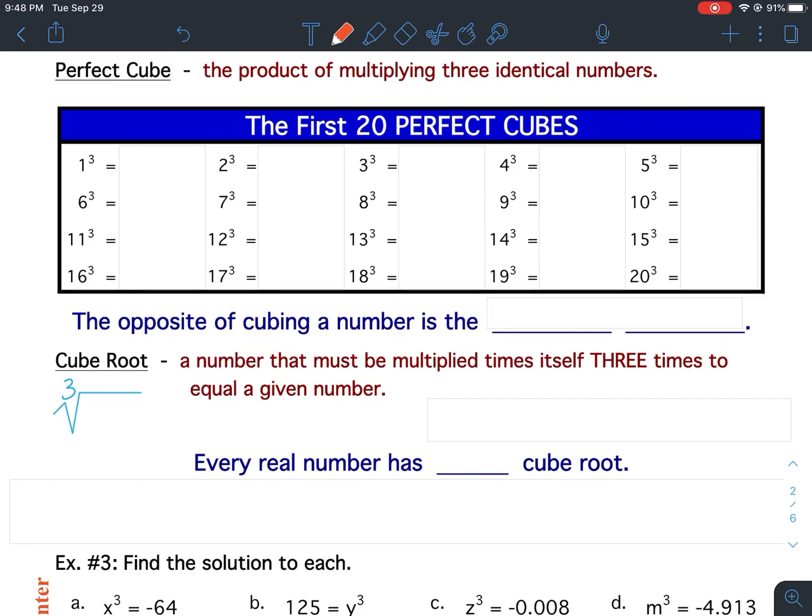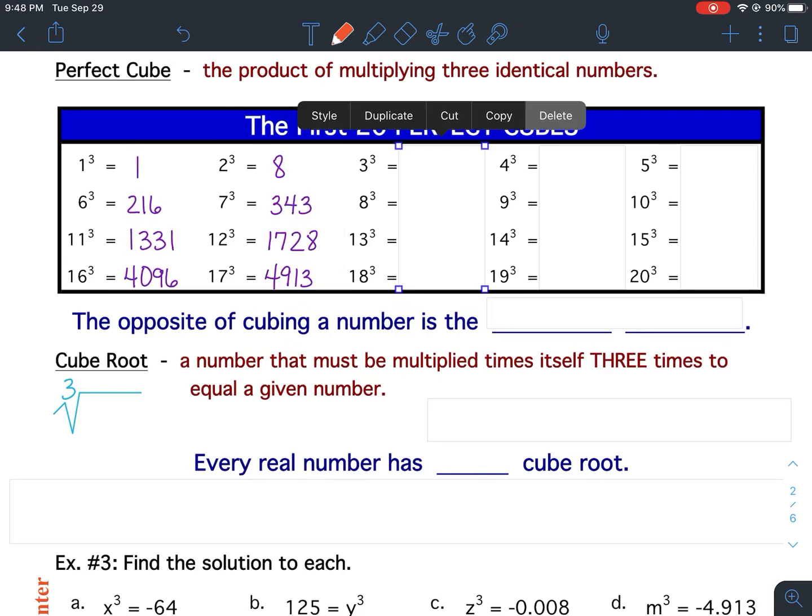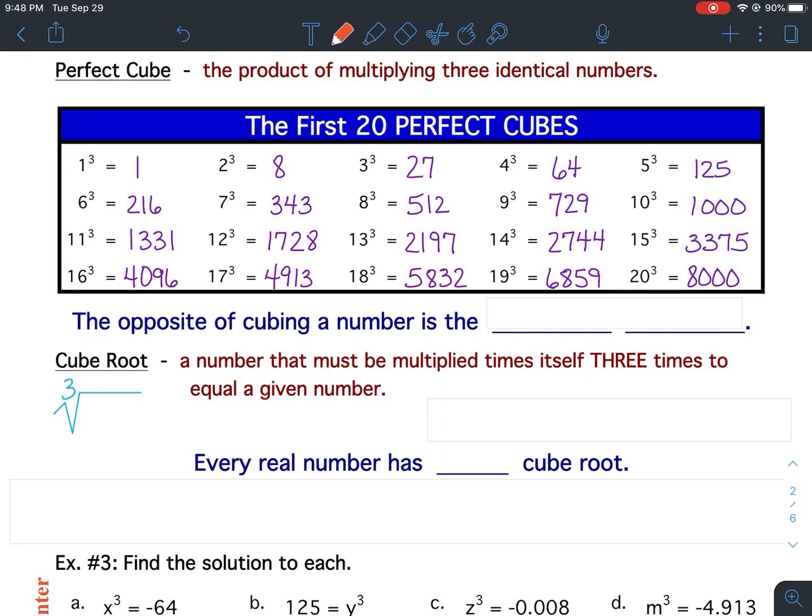So you're going to fill out this chart of the first 20 integer perfect cubes. I'll read off each row. You can get them written down. 1 cubed is 1, 2 cubed is 8, 3 cubed is 27, 4 cubed is 64, 5 cubed is 125.